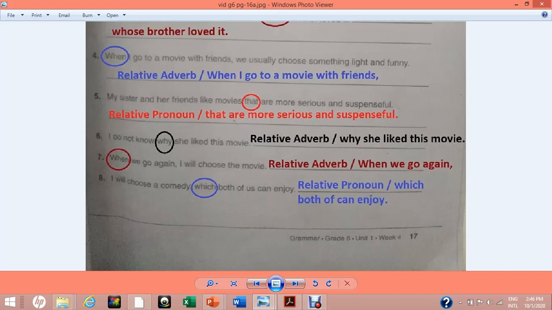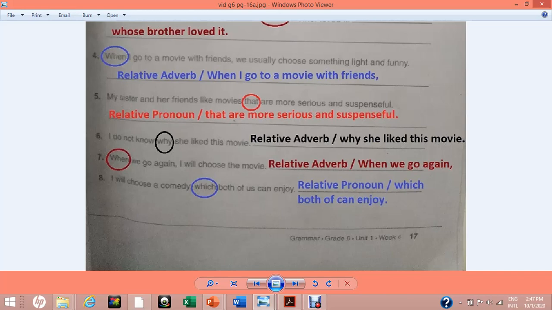When we go again, I will choose the movie. The word when is a relative adverb. Please circle it, and also you will choose the dependent clause from this complex sentence number 7. When we go again is a dependent clause. And the last one, I will choose a comedy which both of us can enjoy. The word which is a relative pronoun. Which both of us can enjoy is a dependent clause.